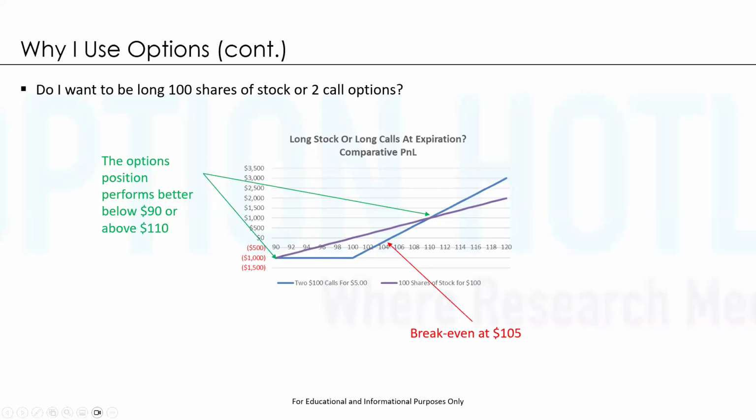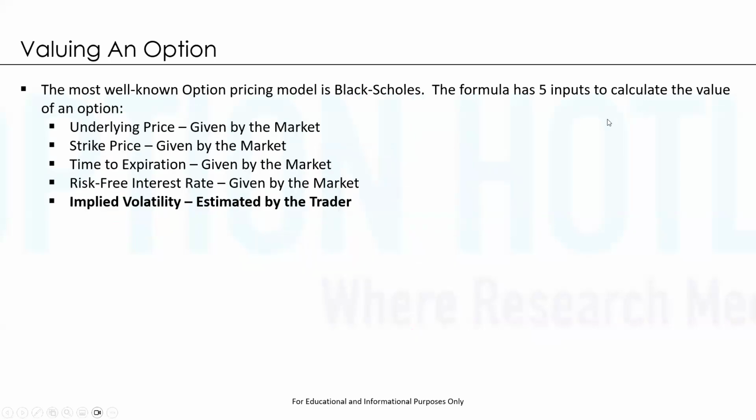So the further in the money an option gets, the higher the delta gets. And we'll come right back to that in just a moment, because first I want to talk about what goes into these option valuations. All right, the most well-known option pricing model is Black-Scholes. The formula has 5 inputs to calculate the value of an option. The first is the underlying price, which is given by the market. There's the strike price, which is given by the market. There's the time to expiration, which is given by the market. There's the risk-free interest rate, which is given by the market. And there's the implied volatility, which is estimated by the trader. Okay, all these other things are given by the market.